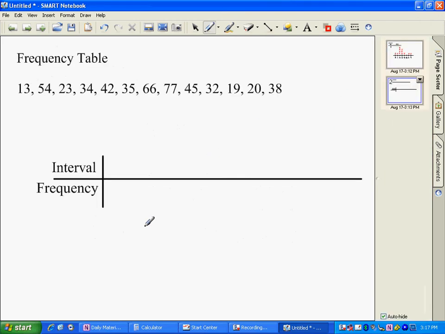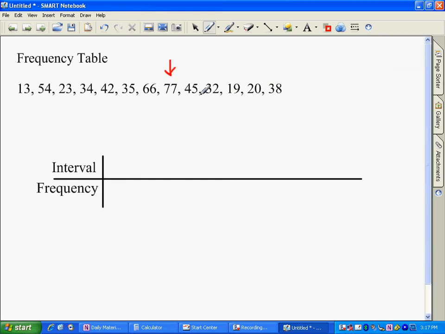And the other way we talked about displaying data was in a frequency table. With a frequency table, again, you need to look at your highest and lowest numbers. So let's see. I see the highest number here being 77. Am I wrong? And then I see the lowest number being 13. So I want to create intervals that include all the numbers, that do not overlap at all, and that do not skip anything. I can't have any jumps. And my intervals need to be evenly spaced.